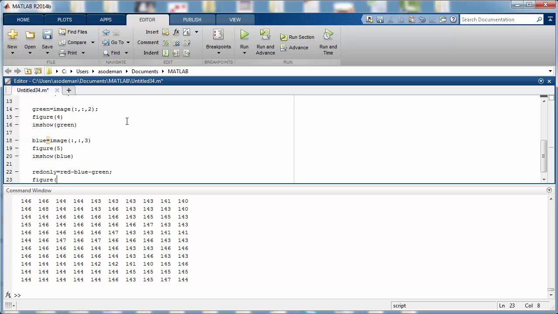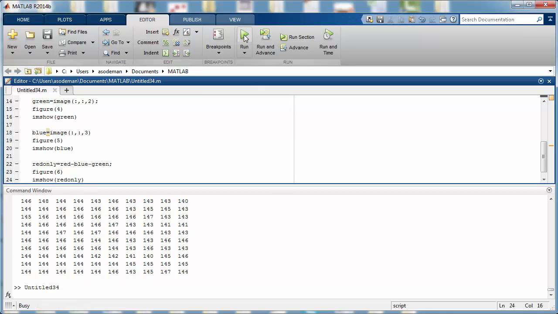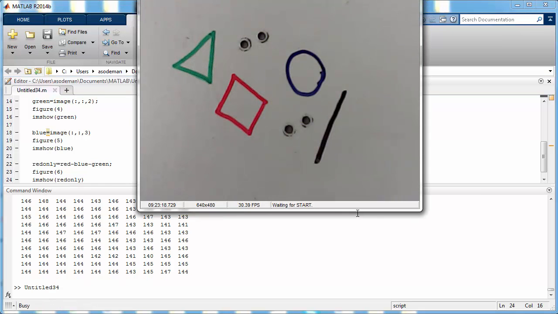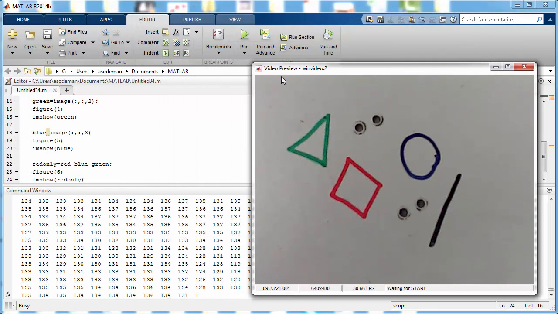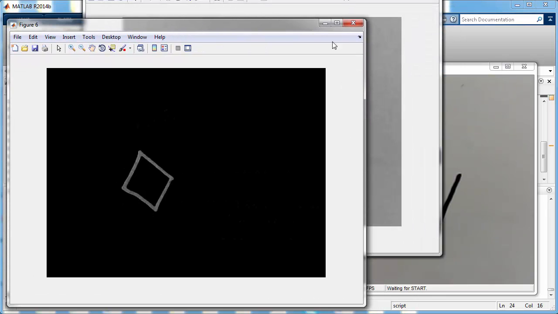So let's create a new figure and show the red only image. I'm going to make sure all of my figures are closed and then run this. Figure 6 is my red only image. You'll see that here we have the red square standing out, and everything else that had a green or a blue component has turned dark. I can now use this image to find the location of the square.